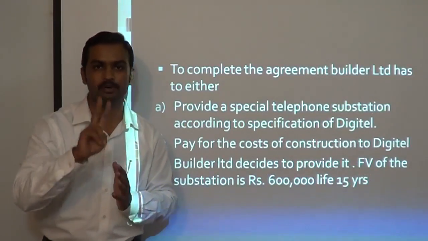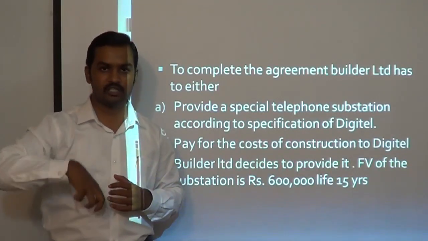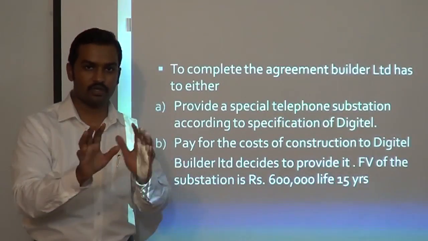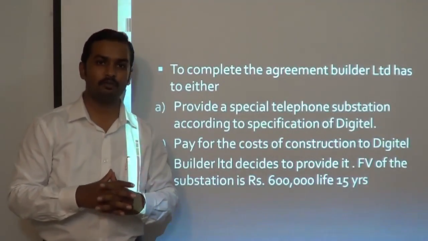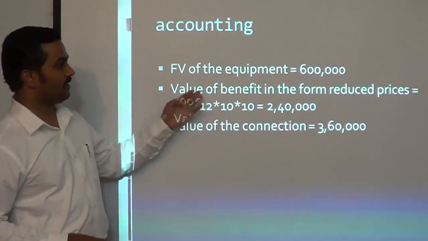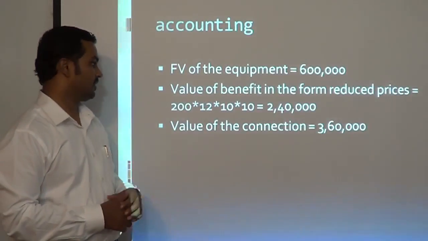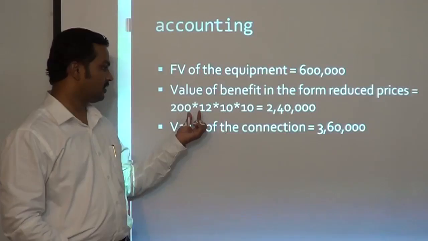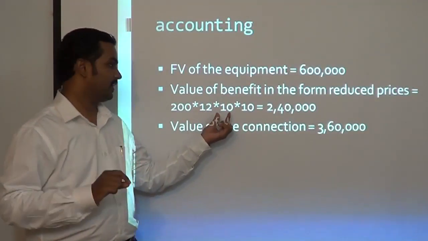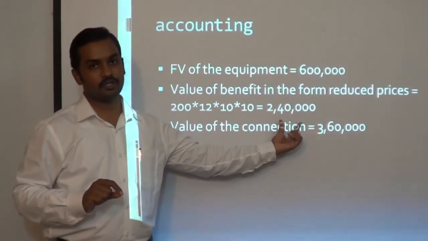Now Digital has two liabilities in exchange for this asset. One, it has to connect the customers to the telecommunication network. Second, it has to provide ongoing supply of services also. So we can say it has to fulfill both the obligations. So now let us see the fair accounting. Fair value of the equipment is 6 lakh. Value of benefit in the form of reduced prices: 200 rupees is the saving per month, 12 months, 2,400 is the saving per unit. 10 units, 24,000 rupees. 10 years, 2,40,000 rupees.